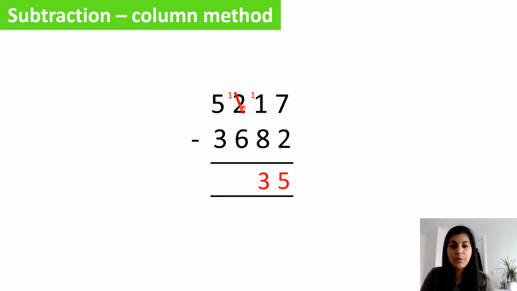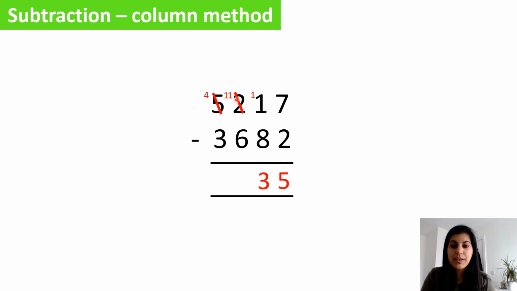This has now left me with a bit of a problem in my hundreds column, because I've only got 100 and I need to take away 600s. So I need to regroup again. So I'm going to break down one of my thousands. So I'm now going to have 4 thousands. And that 1,000 is going to be broken down into 10 hundreds. So my 100 now becomes 11 hundreds.